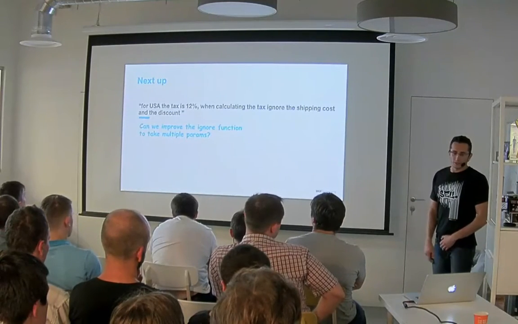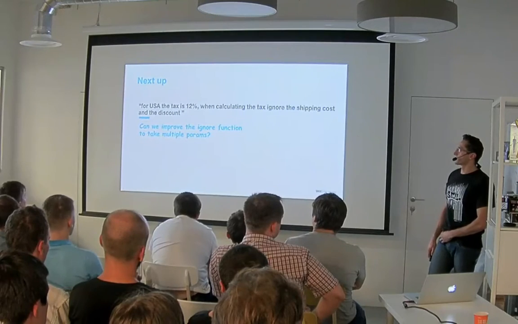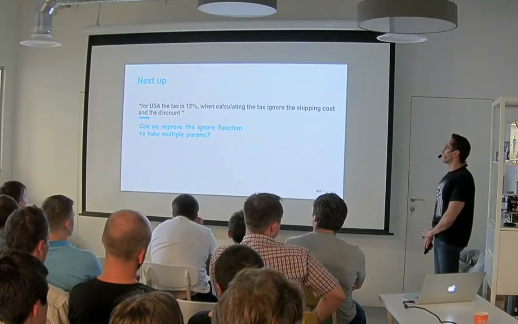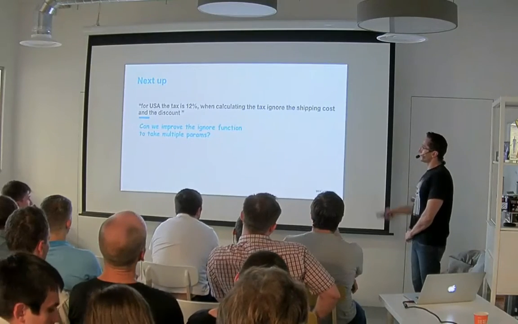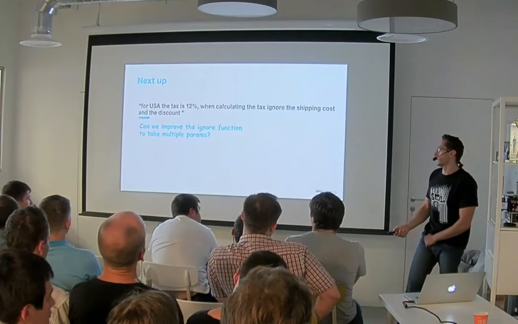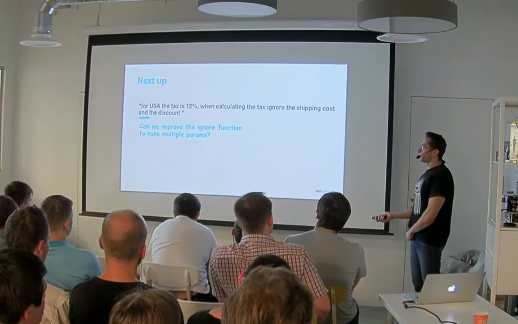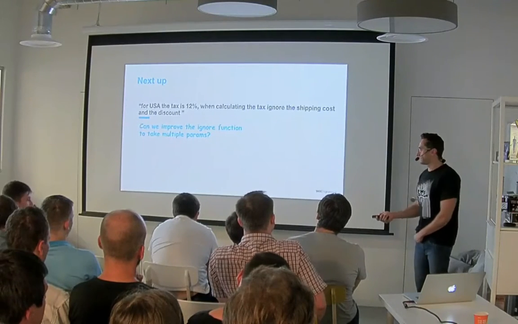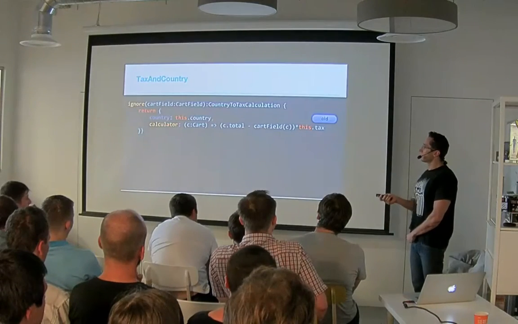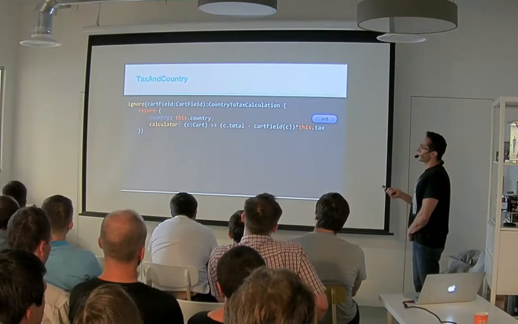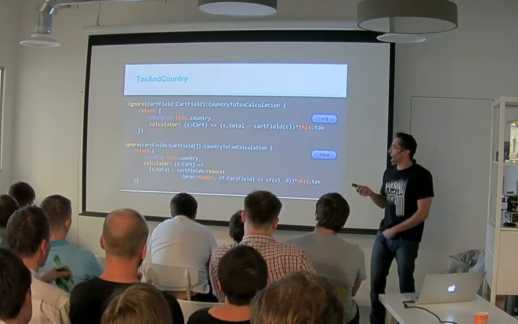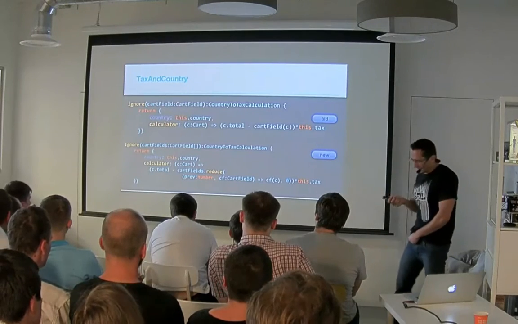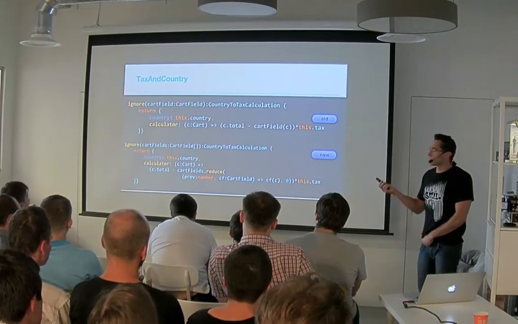Let's try to almost wrap it up and finish the last two sentences. So for USA, the tax is 12%. When you calculate the tax, you should ignore the shipping cost and the discount. Can we improve the ignore function to take multiple params? Well, we can try first by, instead of taking only one count field to ignore, changing the parameter to a sequence, to an array, and taking multiple count fields.